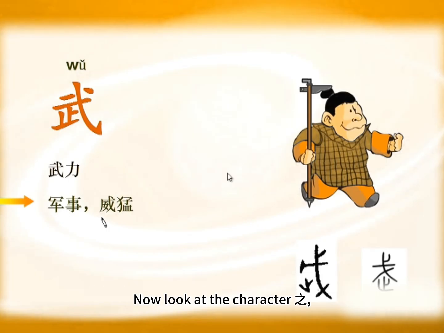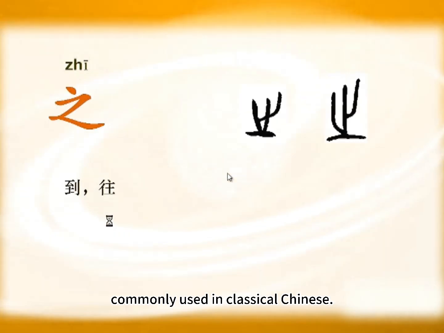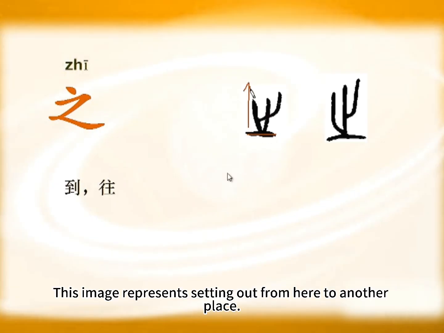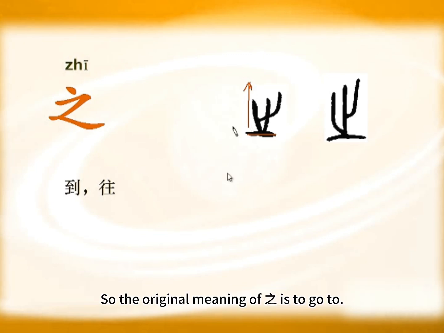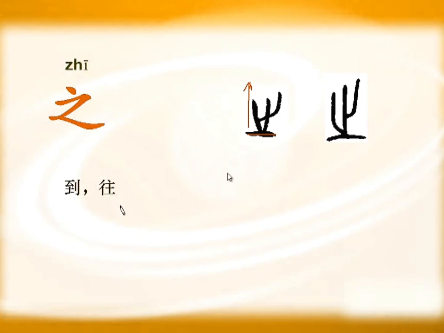Now look at the character Zhi, commonly used in classical Chinese. Also created from Zhi. Its earliest form has Zhi above, representing a foot, and a line below, representing the starting point. This image represents setting out from here to another place. So the original meaning is to go to. This meaning was very common in ancient times.